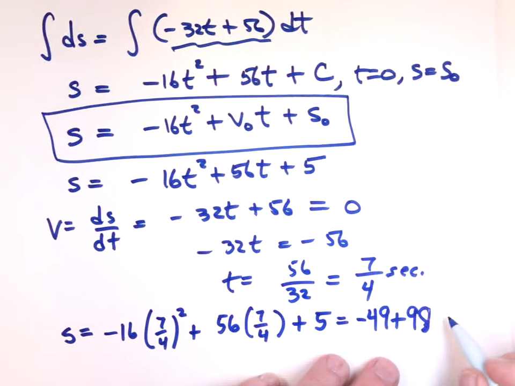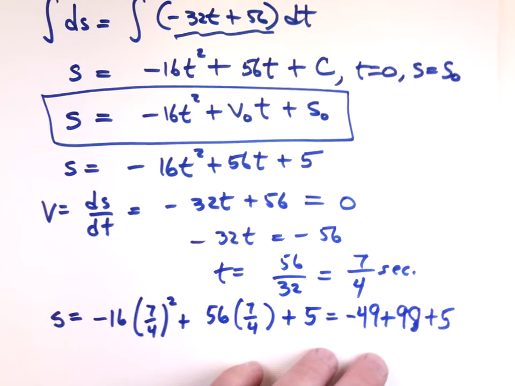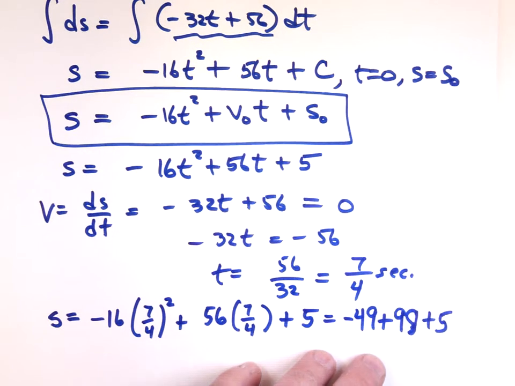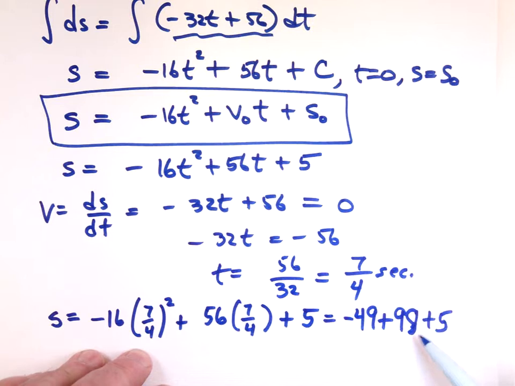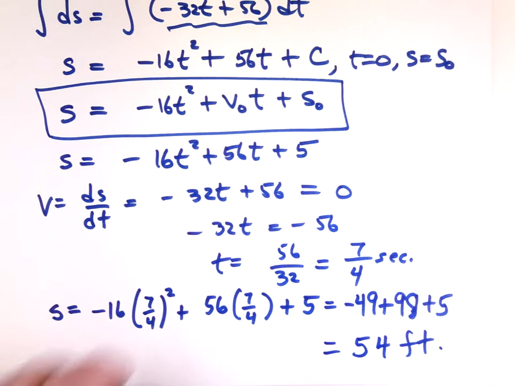Plus 5. You got it? You with me? See, I run out of room at the bottom of the page. Are you at the bottom of the page too? Well, so am I. When you get this, you get 49 plus 5 is 54. The answer to the problem is 54 feet.